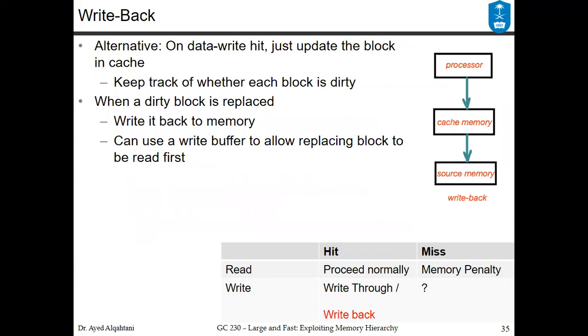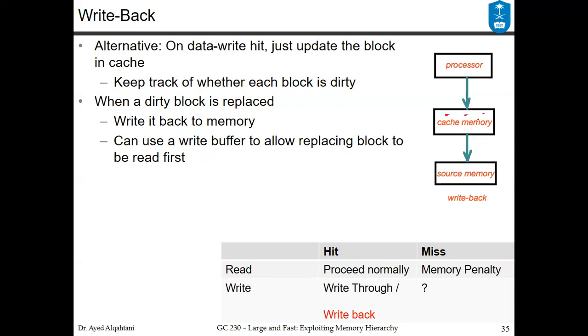There is actually another way, which is called a write back. So you write in the cache memory. It was a hit, so you write in the cache memory, and the cache memory will write into the main memory. How to do this? This is an alternative to the write-through. On a data write hit, just update the block in the cache. But you need to know which blocks inside the cache are updated. By doing what I'm doing, you are making those dirty.